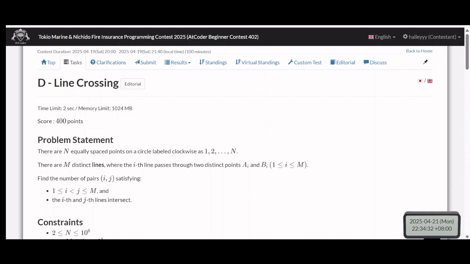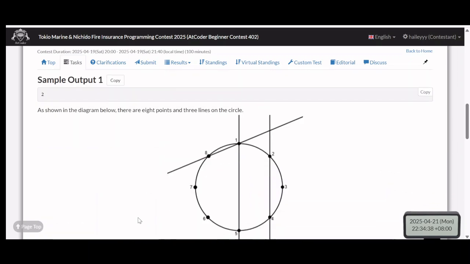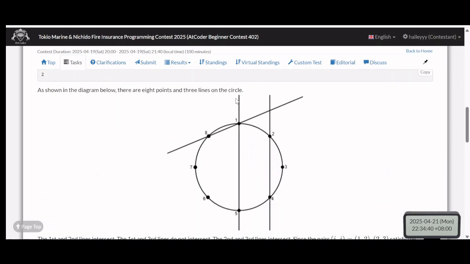And so we can look at the sample input. And so we realize that one thing to be careful of is that the lines are not chords, so they can also intersect with each other outside of the circle. So for example, in this case, the line that passes through the points 1, 8 also intersects with the line that passes through 2, 4.